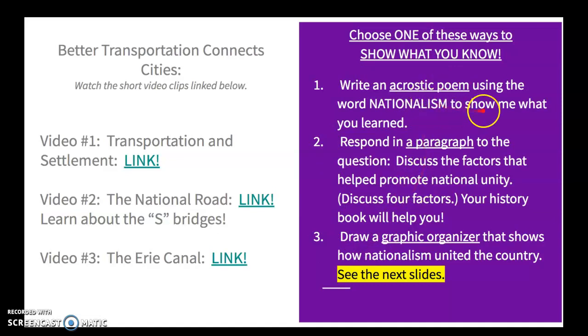You can write an acrostic poem. You can respond in a paragraph to this question: Discuss the factors that help promote national unity. And your history book on those pages that I identified in the beginning of this presentation will help you tremendously. And you can also draw a graphic organizer that shows how nationalism united the country.